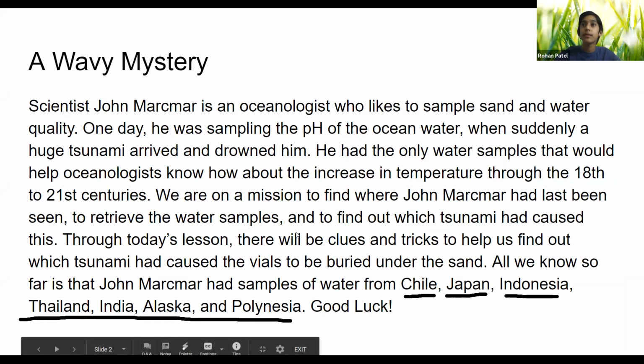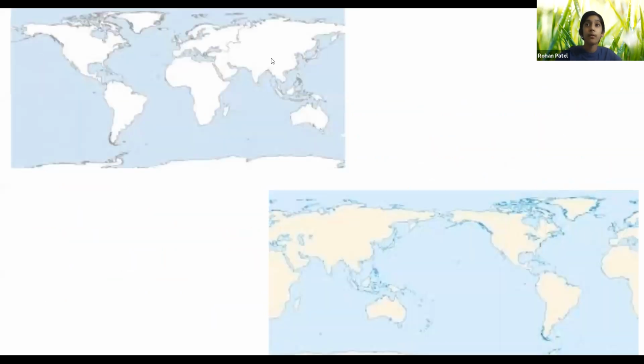So, for example, let's see. We have Alaska, which is located right over here. We have Indonesia located here. We have Japan. We have Polynesia, which is a couple of islands right in the center. Then we have the Philippines. What else do we have? Then other countries do include India, Chile, and Thailand, which is right over here, sorry.